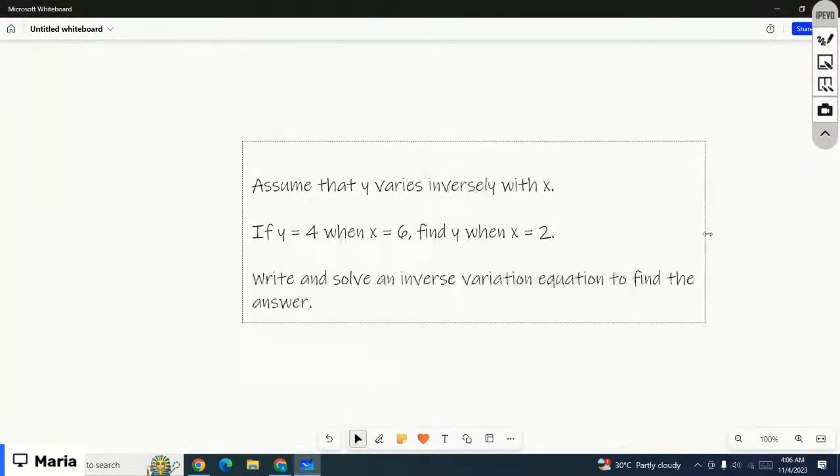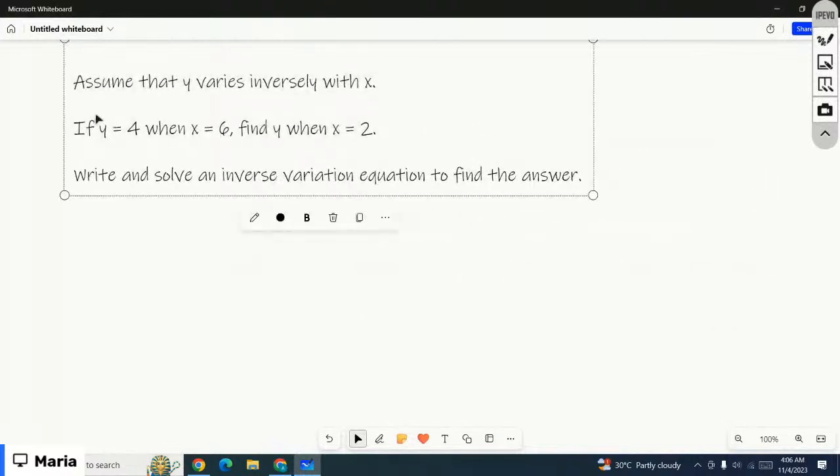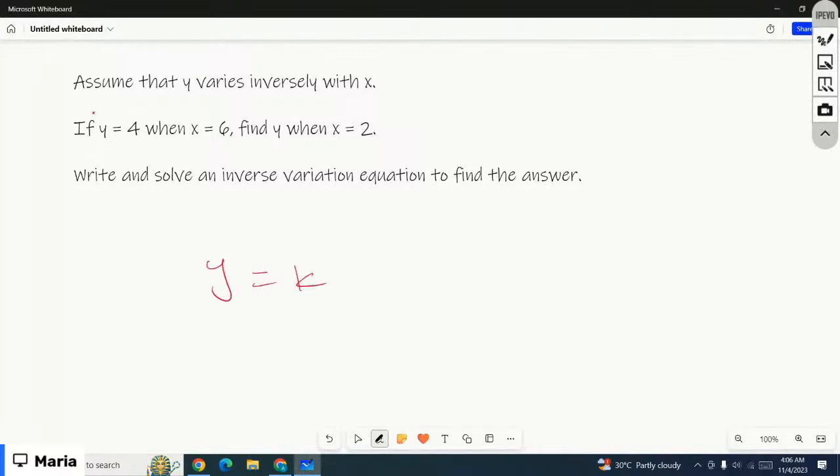Assume that y varies inversely with x. If y equals 4 and x equals 6, find y when x equals 2. So you have to use the constant of variation, that is y equals kx. Just use this x and y and find the value of k. So y equals 4, x is 6, so k equals 4 over 6. That means k equals 2 over 3, right?